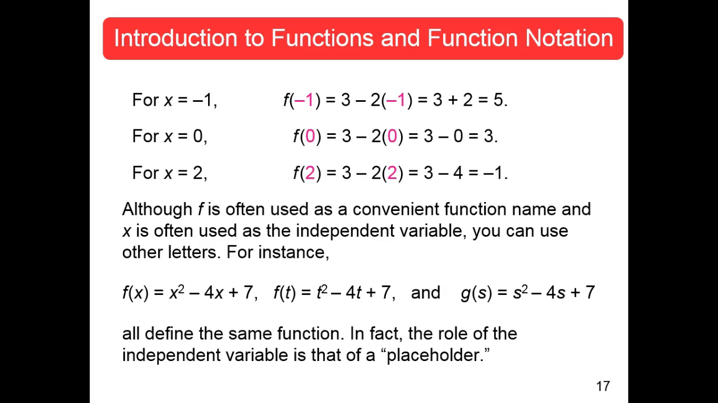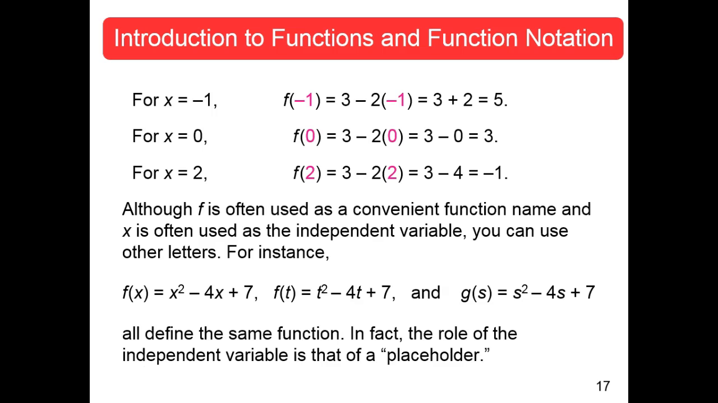Okay? Although f is often used as a convenient function name, and x is often used as the independent variable, you can use other letters. So f of x equals x squared plus 4x plus 7. What would f of t be? T squared plus 4t plus 7. Okay? What would g of s be? Yes, s squared plus 4s plus 7. You can name them anything you want to. They all define the same function.